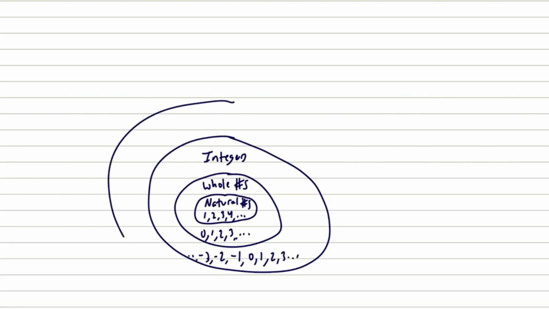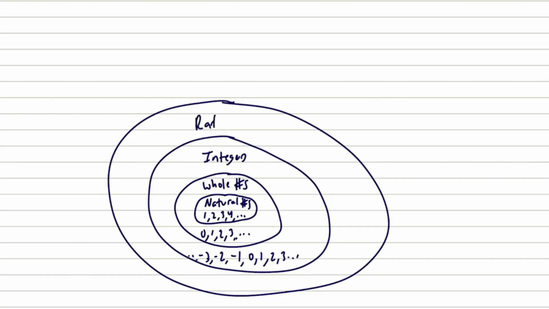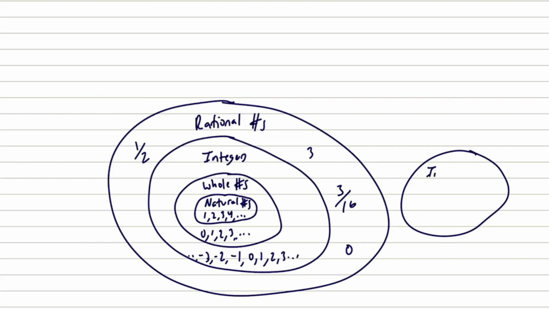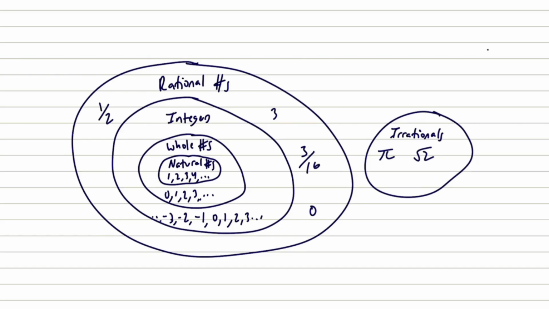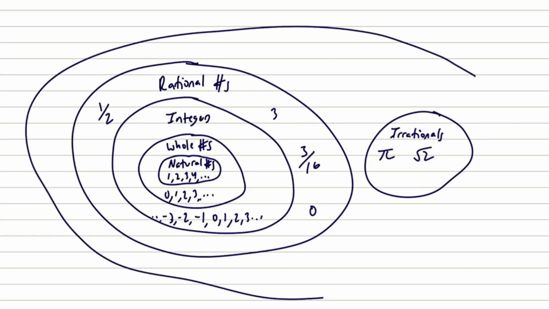The next step up from that would be the rational numbers, which are all the numbers you can represent with a fraction. 1/2, the whole numbers are still in there, 0 is in here, 3/16 is in here, anything you can have with a fraction. Then we have another bubble over here, which are the irrationals, which is things that you can't represent with a fraction. Pi, square root of 2, a bunch of other things. Then you have the whole outside, which contains everything, which is the real numbers.